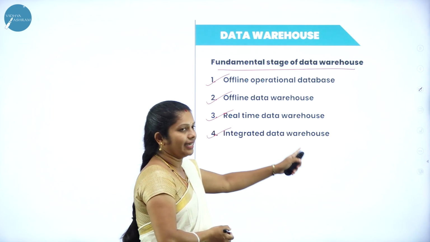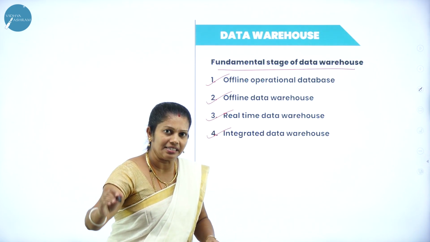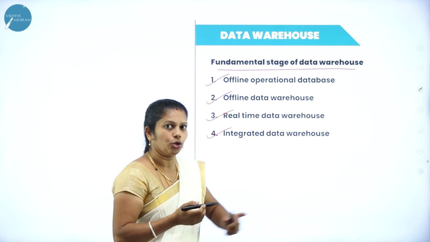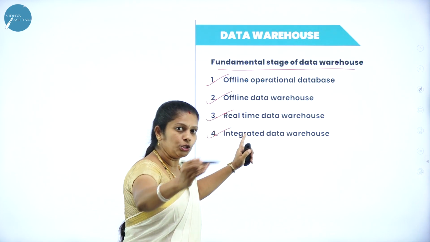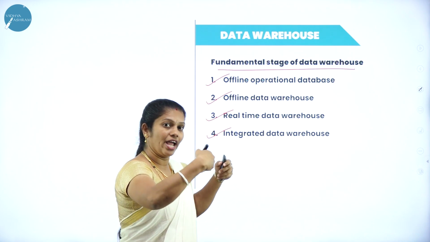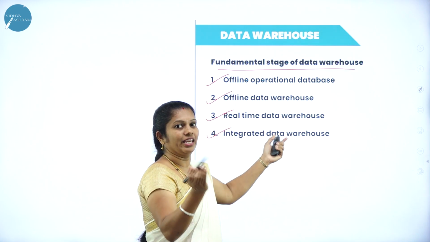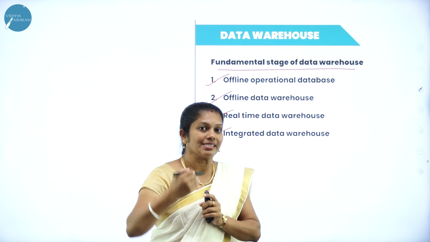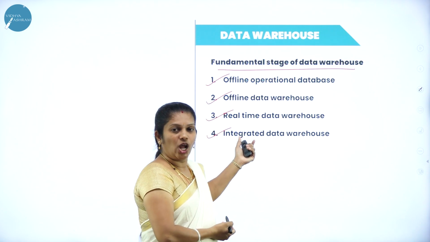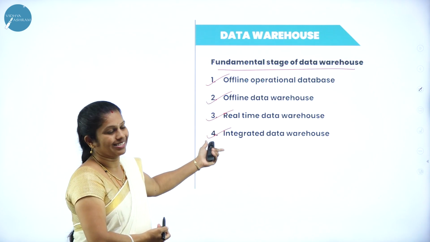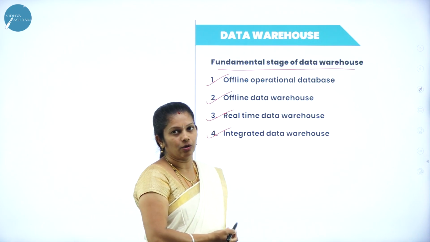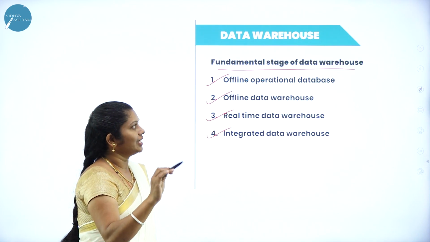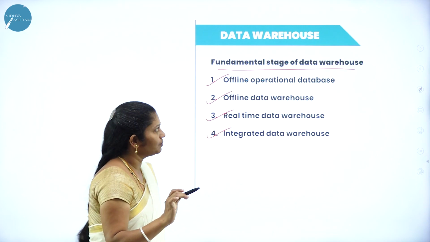Then integrated data warehouse. Everything here is integrated, and from that huge amount of data, whichever data I want, I can integrate, merge, combine, segregate, and access that data here. That is integrated data warehouse. These are the fundamental stages of data warehouse.